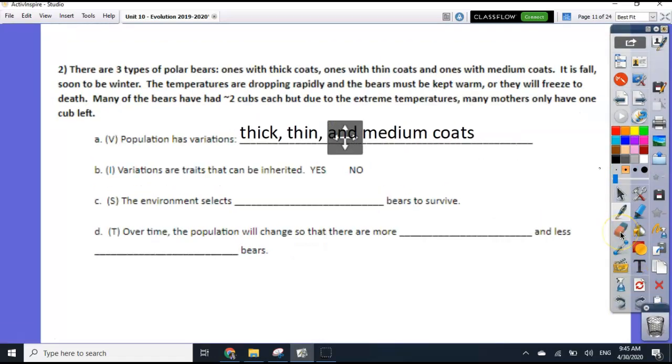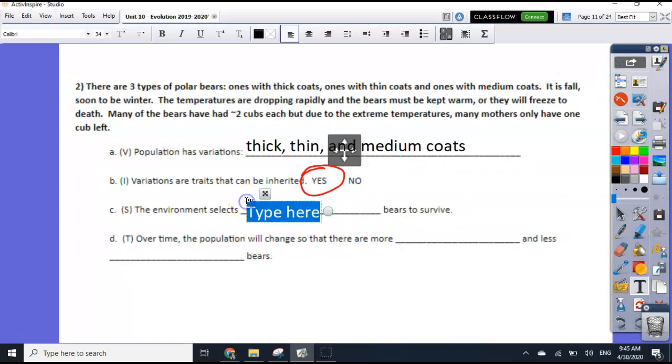Can they inherit these traits? Do they inherit how thick their coat is? Is it passed down? Yep. All right. Over time, which ones are going to survive? Probably the ones with the thick coats, right? Maybe the medium ones too, right? But because it's so cold, they have to be warm. Over time, the population will change so that there's more of which type? More of the thick coats and less of which one? Thin coats. So you go ahead and do the other two and then turn it in to me when you are done.